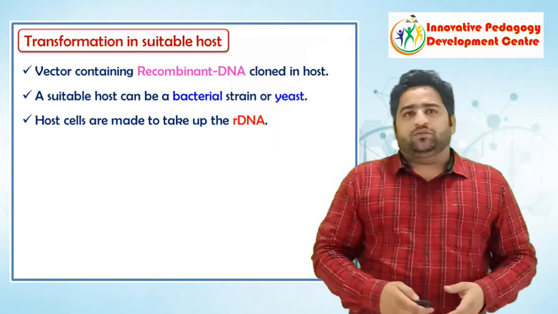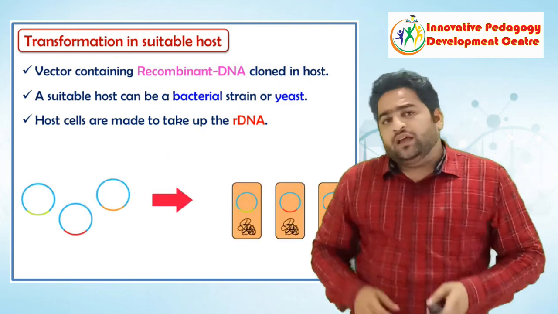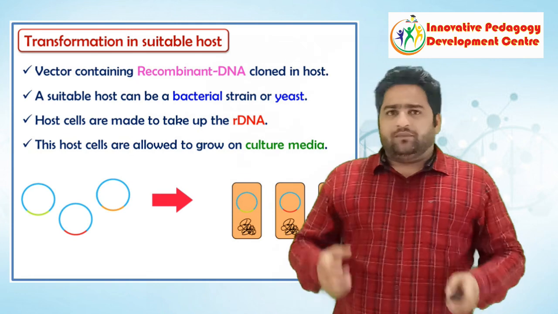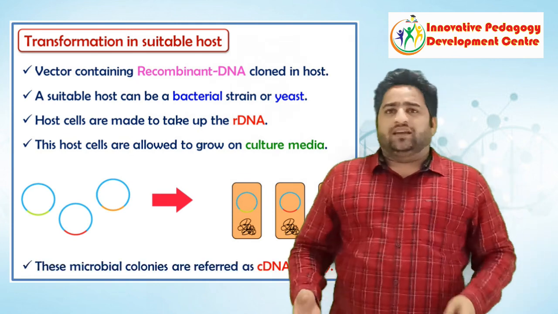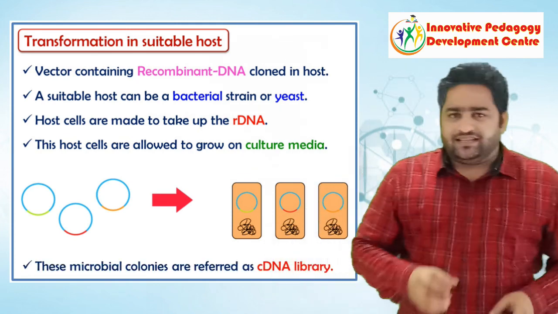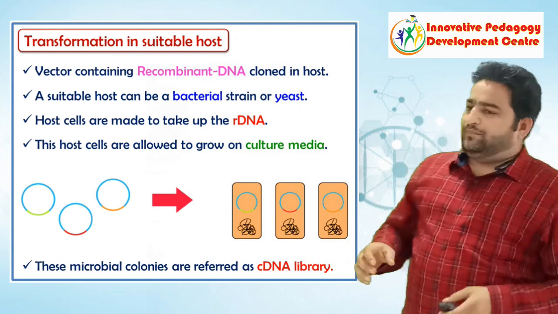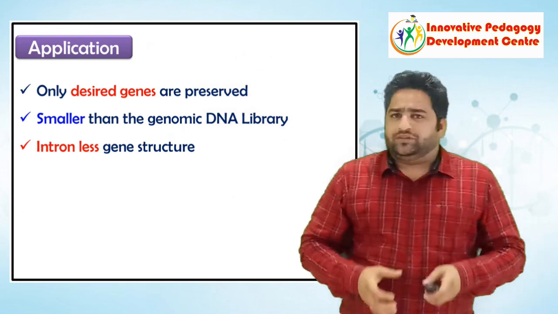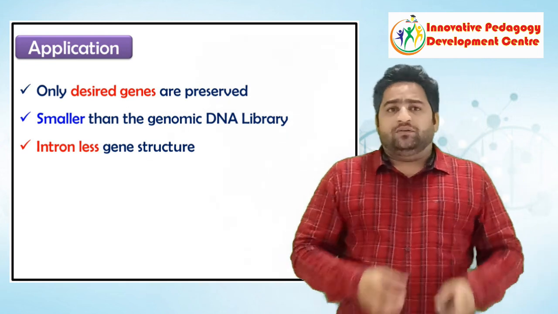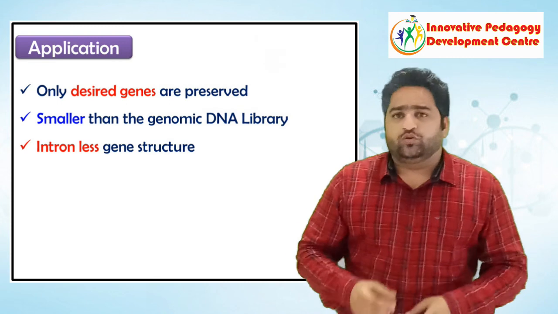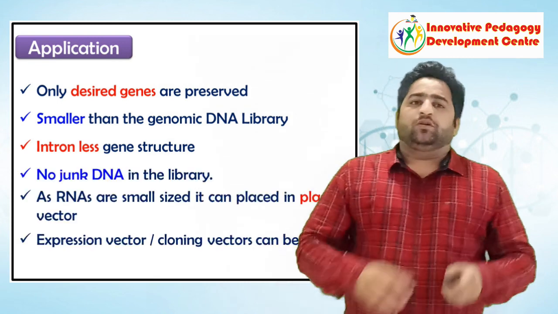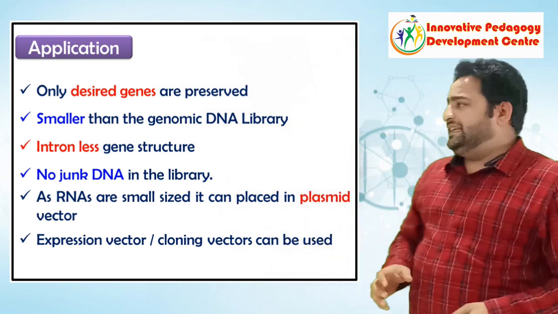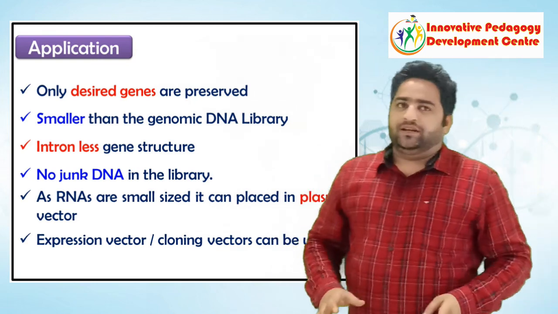Now comes the transformation into the host cell, which is a very important step. The vector containing the recombinant DNA is cloned into the host. A suitable host can be a bacterial strain or yeast, but mostly bacterial strains are used for the cDNA library, as the size of the cDNA is very small. Host cells are made competent to take up the rDNA. These host cells are allowed to grow on culture media, and the microbial colonies of bacteria or yeast are referred to as the cDNA library.